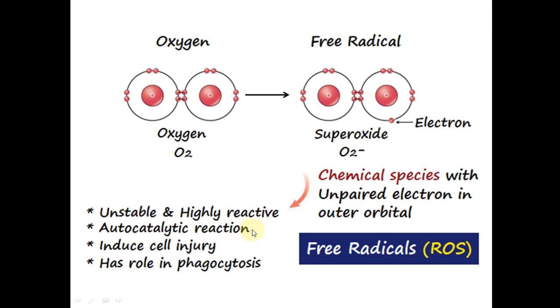a large number of free radicals are produced, and these free radicals damage the cell, particularly the phospholipid bilayer, by lipid peroxidation. They also oxidize various proteins and can cause injury to the cell nucleus. A beneficial role of the free radical is that phagocytes use these free radicals in the phagosomes and phagolysosomes to kill microorganisms.